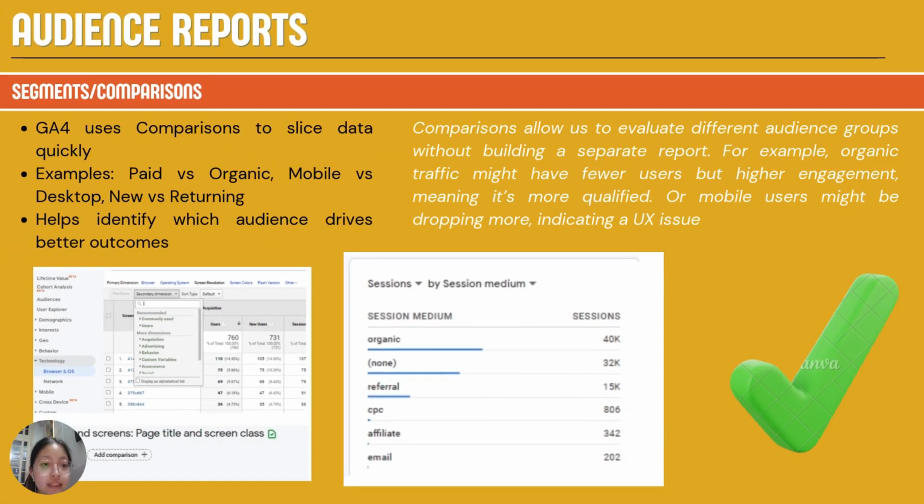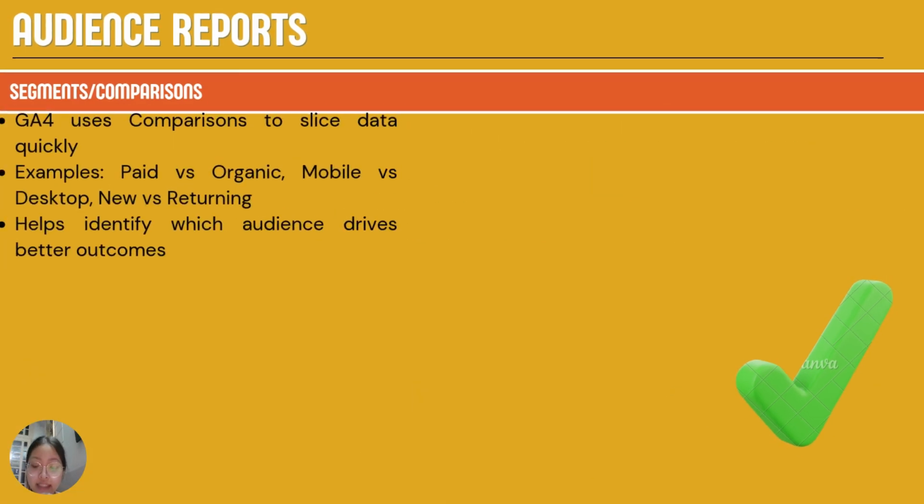Next is segments and comparisons. GA4 uses comparisons to slice data quickly, for example paid versus organic, mobile versus desktop. It helps identify which audience drives better outcomes. The comparisons allow us to evaluate different audience groups without building a separate report. For example, organic traffic might have fewer users but higher engagement, meaning it's more qualified, or mobile users might be dropping more, indicating a UX issue.